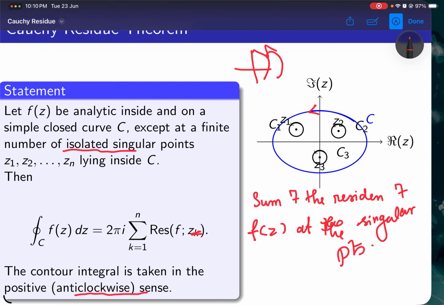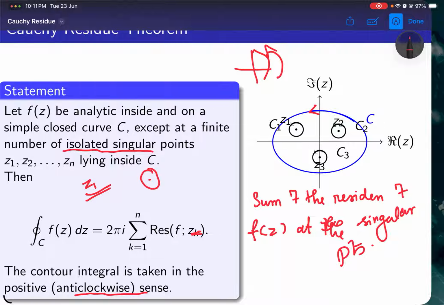So what do you mean by isolated singular points? A singular point z is equal to a is called an isolated singularity of the function f of z if there exists a neighborhood of the point a in which there is no other singular point lying in it. Suppose we call z1 an isolated singular point. If I construct a small circle around z1, there is no other singular point in the neighborhood other than z1. Okay, that point we can call an isolated singular point.